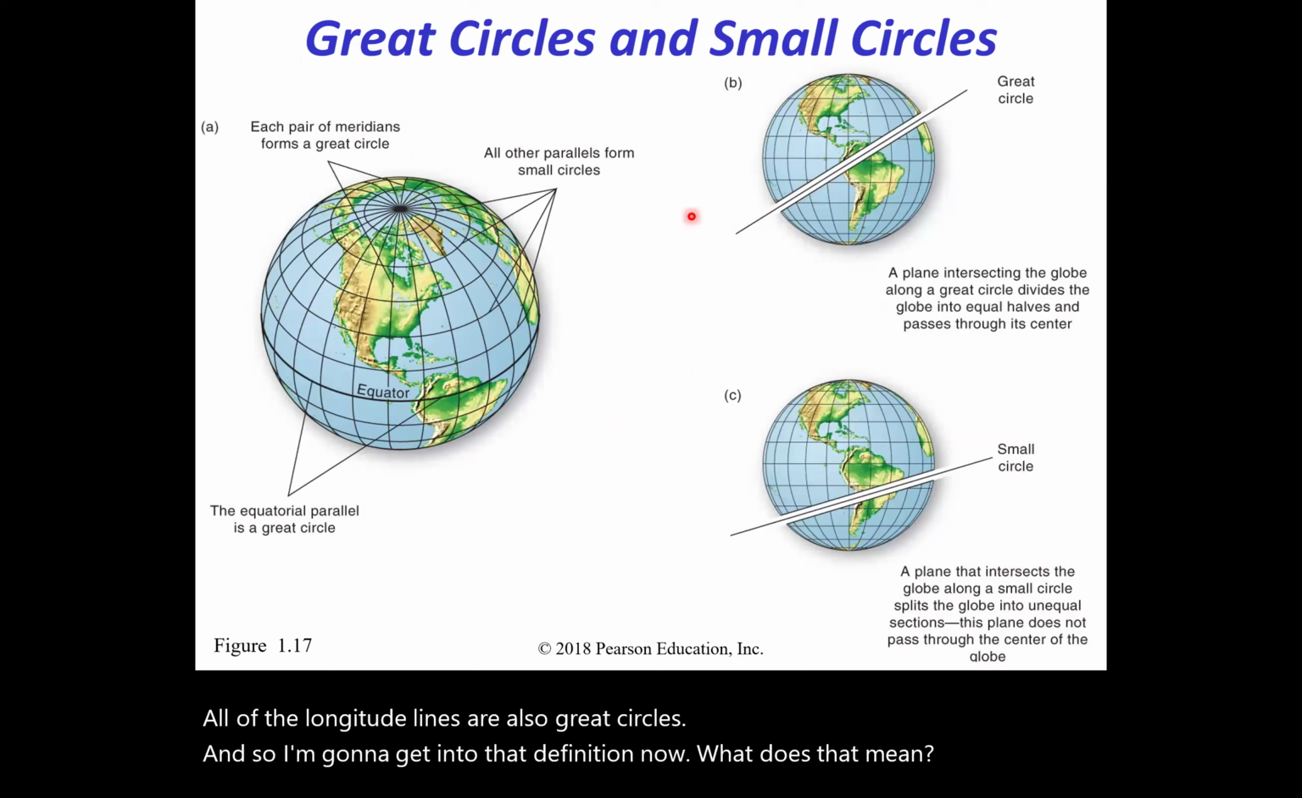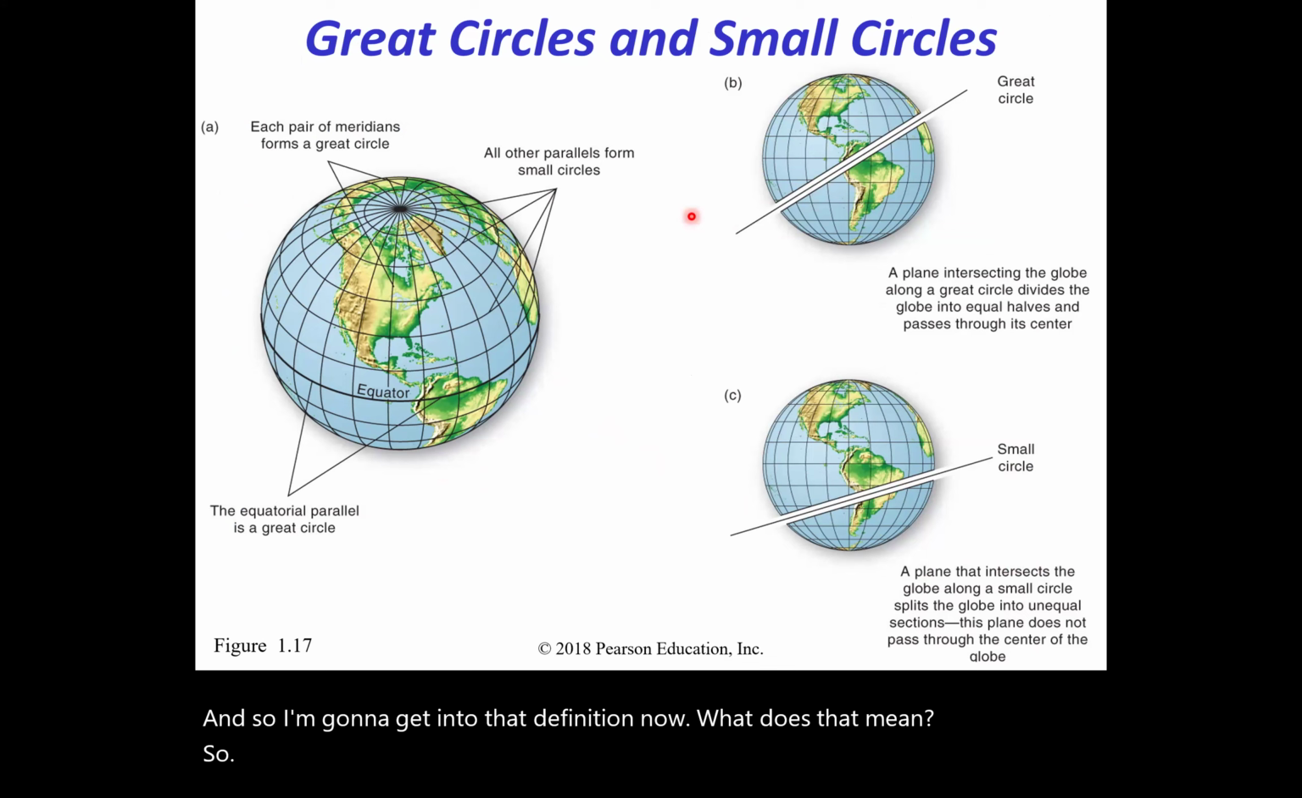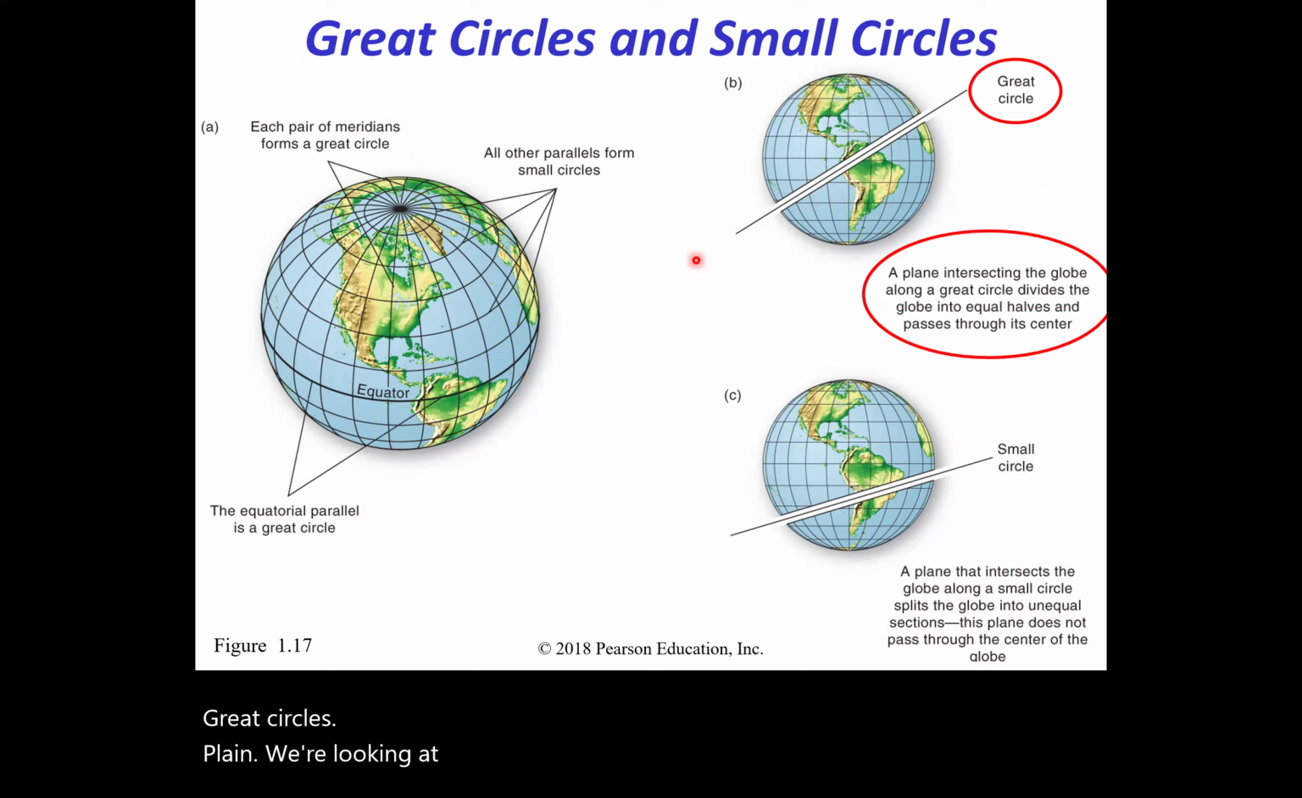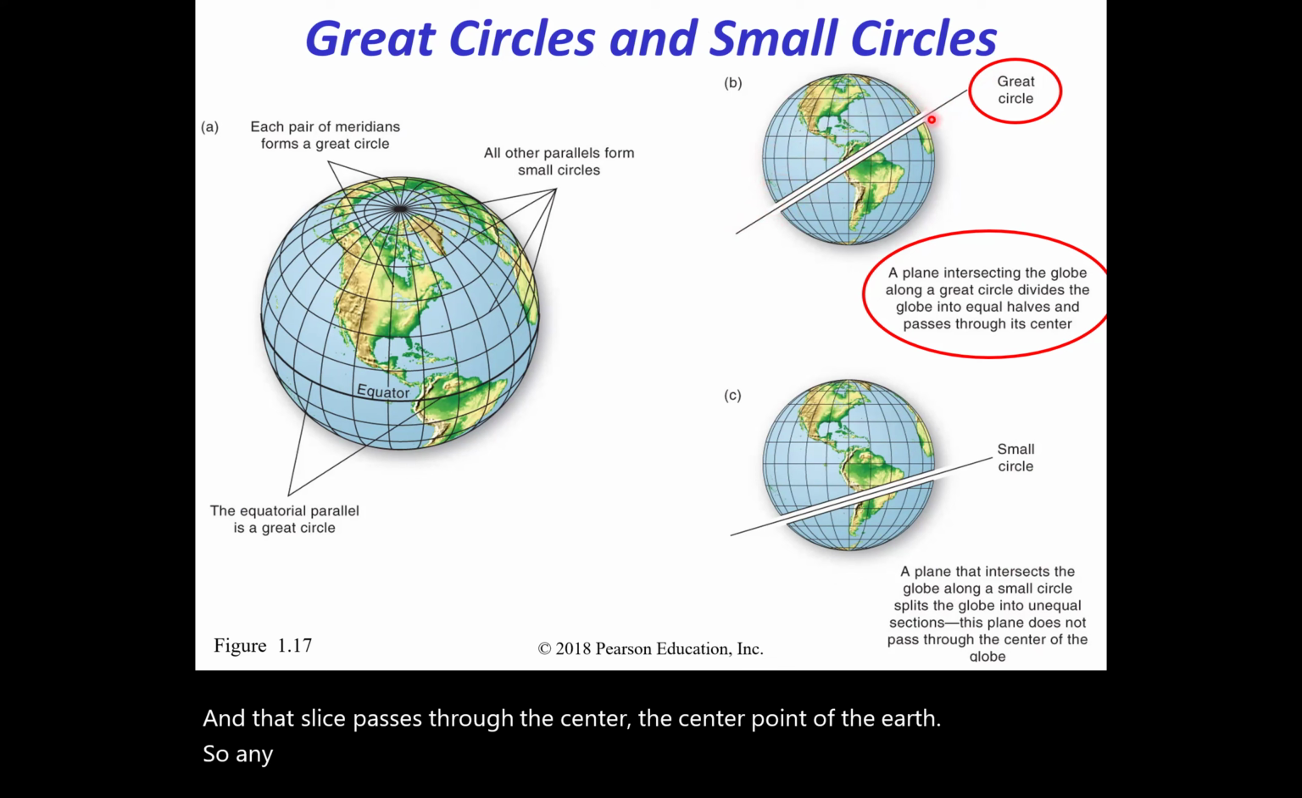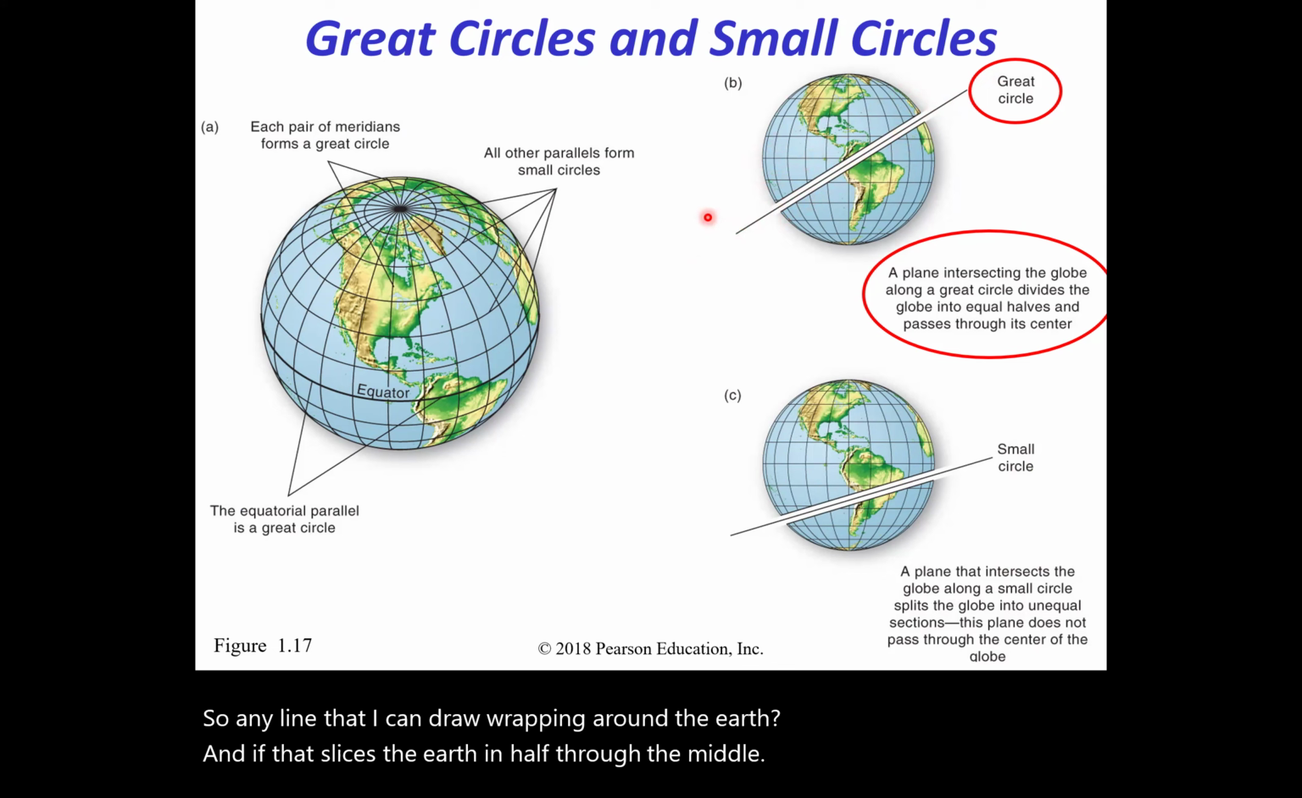So, great circles are any plane. We're looking at this right here. Great circles are any plane where you can slice the Earth in half, and that slice passes through the center point of the Earth. So any line that I can draw wrapping around the Earth, and if that slices the Earth in half through the middle, that is considered a great circle.